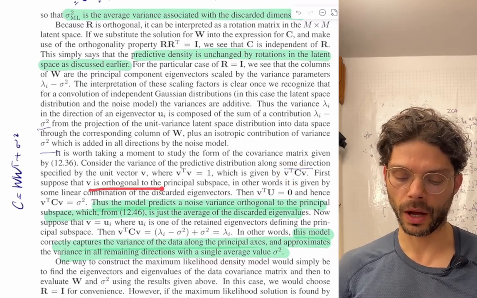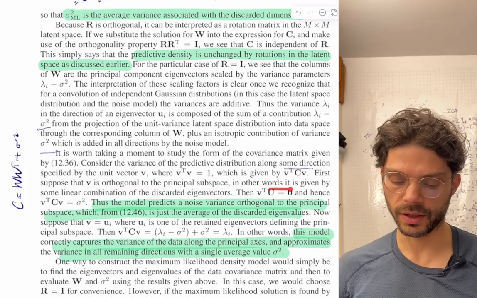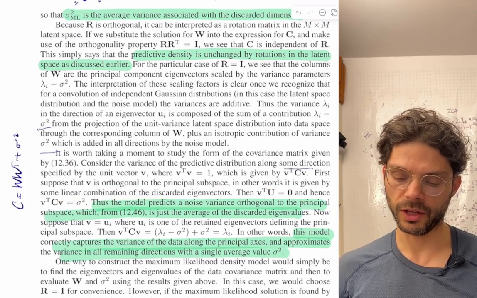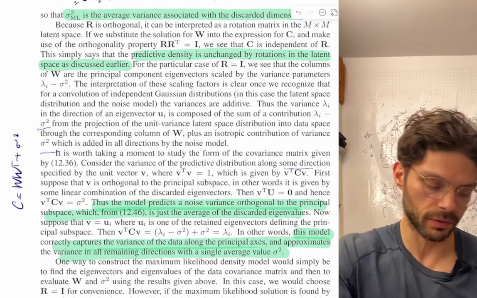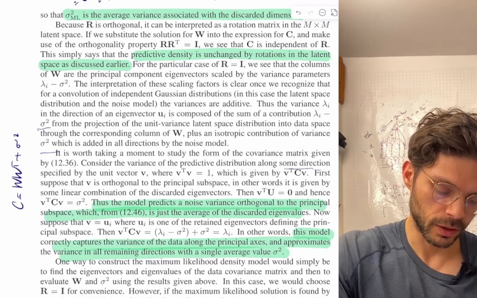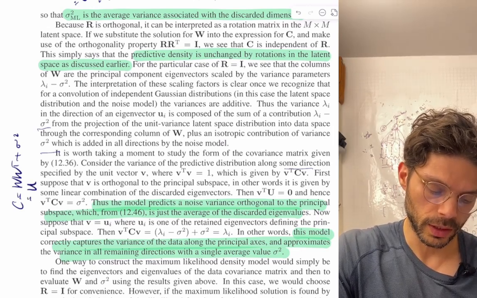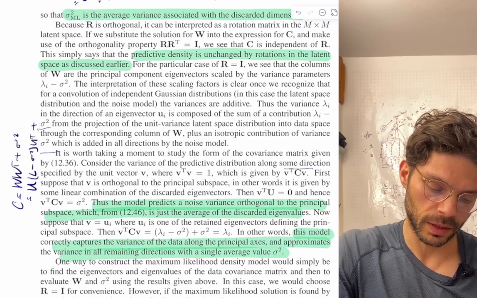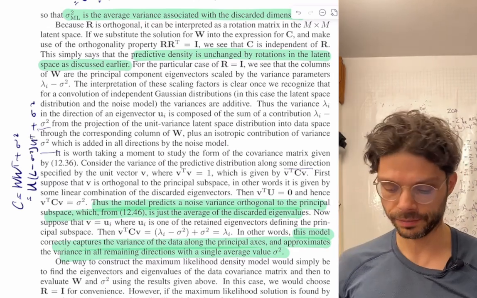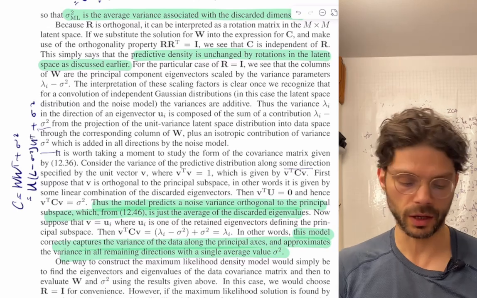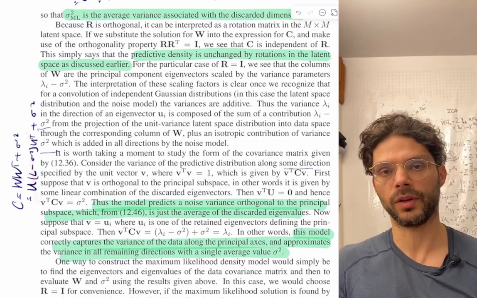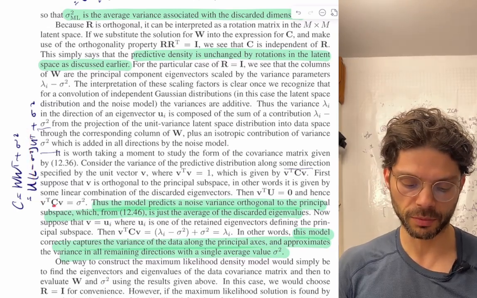First, suppose that v is orthogonal to the principal subspace. In other words, it is given by some linear combination of the discarded eigenvectors. Then v transpose U is 0. So where is this U coming from? If we expand this out, this is going to be U times (Lambda minus sigma squared) times U transpose, plus sigma squared. So if you project v onto U, this whole left component drops out because it comes out to 0, and hence v transpose C v is sigma squared.